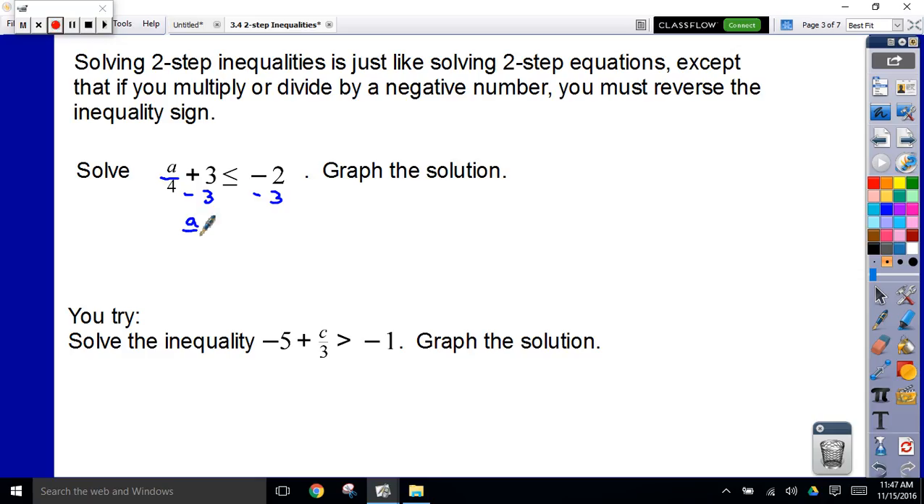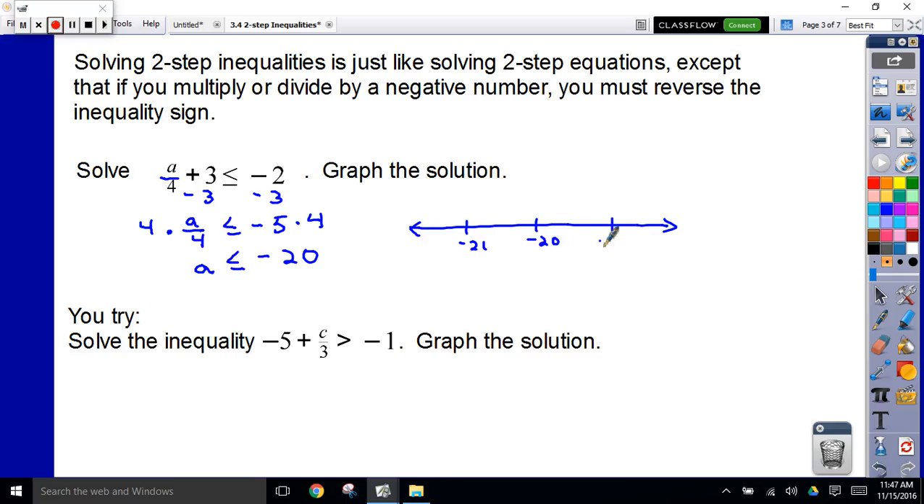I end up with a over 4 is less than or equal to negative 5. Okay, now I have to get rid of the 4, so I'm going to multiply both sides by 4. I get a is less than or equal to negative 5 times 4, which is negative 20. And then it asks me to graph the solution. So I'm going to put negative 21, negative 20, negative 19. A is less than or equal to negative 20, so I do a closed circle. It's less than, so I go left.